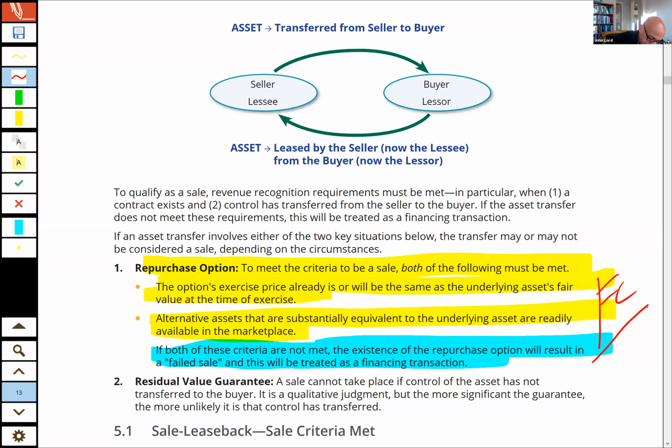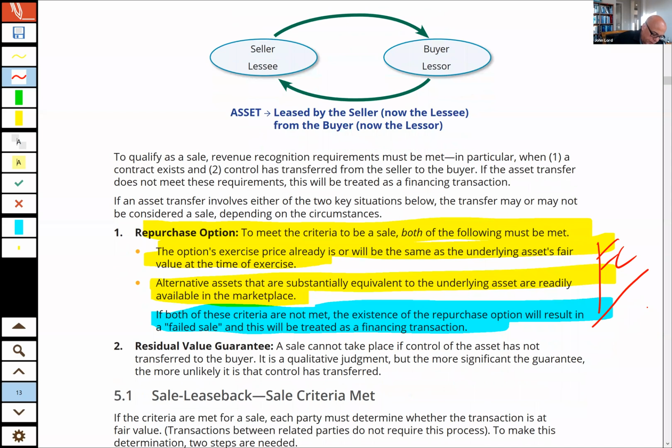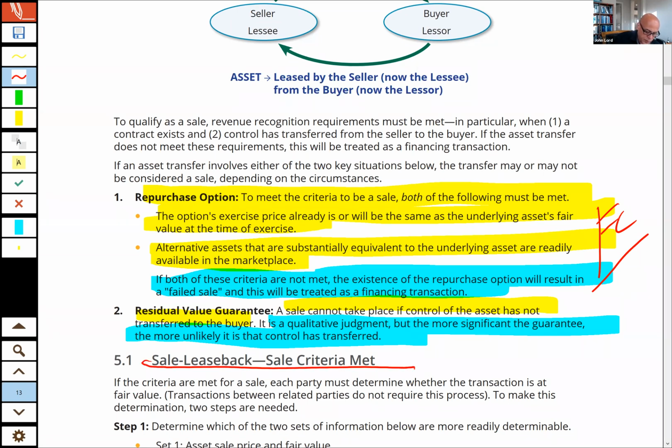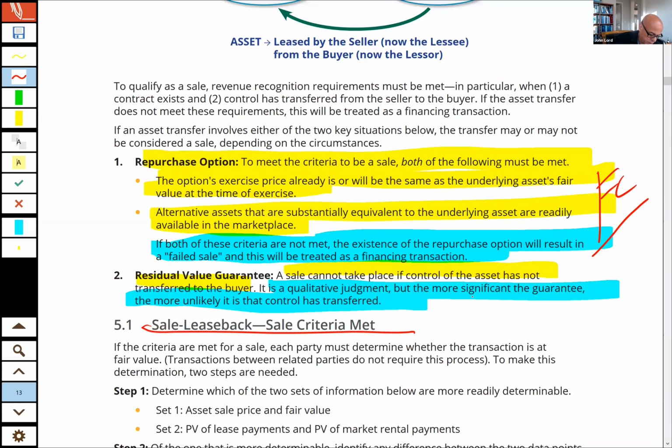And again, with residual value, a sale cannot take place if control of the asset is not transferred to the buyer. They tell us it is a qualitative judgment, but the more significant the guarantee, the more likely that control has been transferred. In other words, if I'm guaranteeing you that I'm going to be paying you the fair value, then they say, okay, that could be evidence that there has been a sale. Okay, so let's take a look. Sale leaseback, sales criteria is met. So we've met one of those two sales criteria.